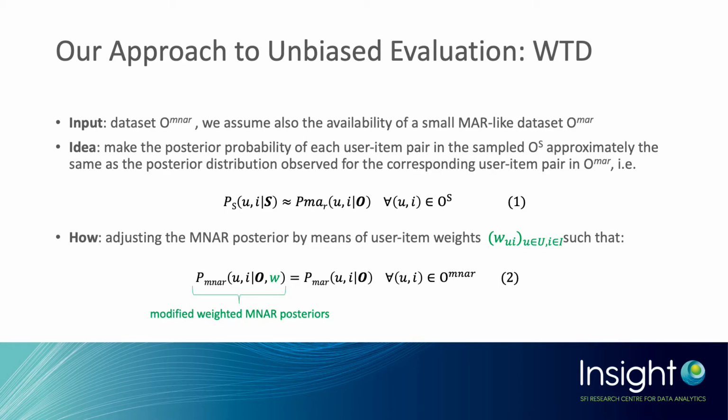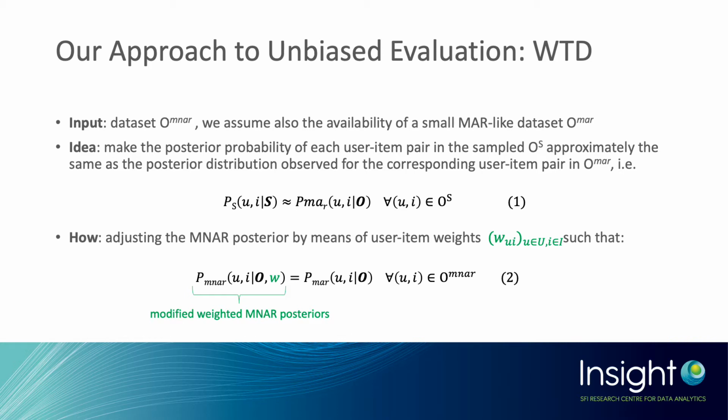I will now introduce WTD, which is our intervention approach to unbiased evaluation. In input we have O^MNAR, which is the biased dataset that we want to debias. For the moment, we also assume the availability of a small MAR-like dataset, O^MAR. The idea of WTD is to make the posterior probability of each user item pair in the sampled O^S approximately the same as the posterior distribution observed for the corresponding user item pair in O^MAR. And this concept is expressed by Formula 1.